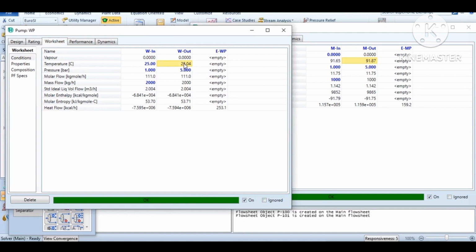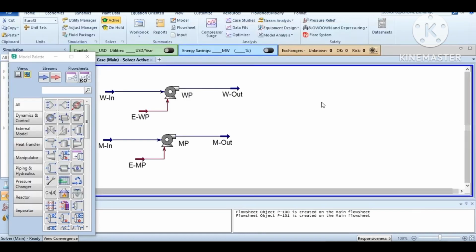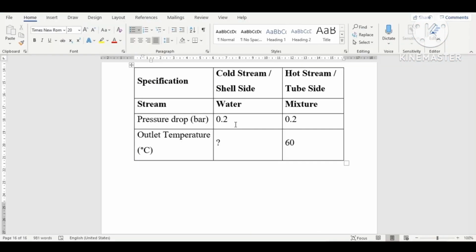It means that the mixture stream is the hot stream and the water stream is the cold stream. So we have identified these streams based on their temperatures. Now we will move to the heat exchanger. The cold stream in this example is placed on the shell side while the hot stream is placed on the tube side. Because of the properties of benzene and toluene, we cannot place this stream on the shell side. That's why water is placed on the shell side while the mixture is placed on the tube side.